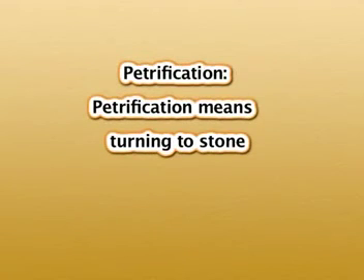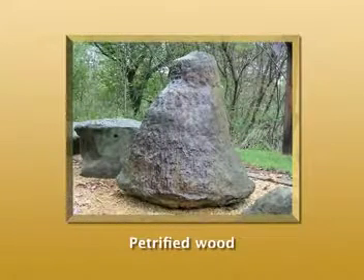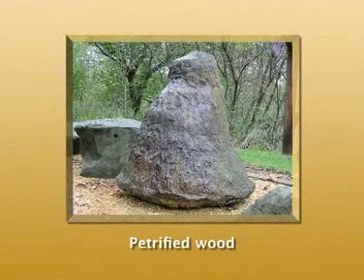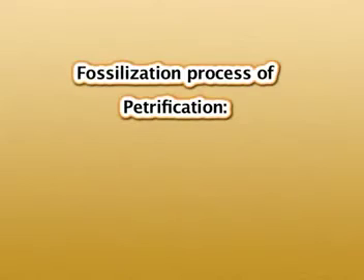Now, petrifications. Petrification means turning into stone. In these, fossil tissues are fully or partially replaced by mineral matter so that even cellular details are preserved. These are regarded as the best fossils for the study of internal organization of the fossilized plant. Now, the fossilization process of petrification.